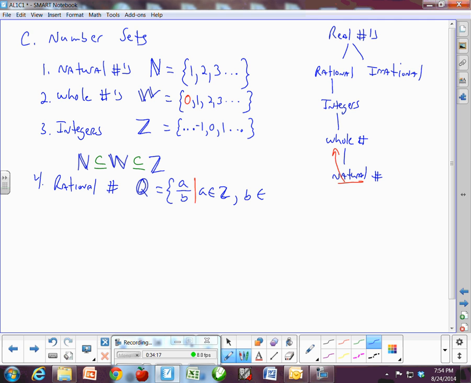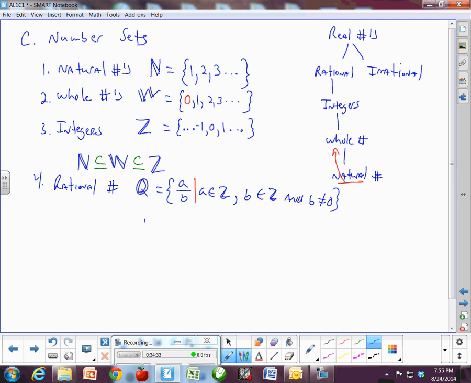B is a member of Z. It's also an integer. So A is an integer, B is an integer, and B cannot equal 0. So B does not equal 0, close the brace. All right, what is all that saying?